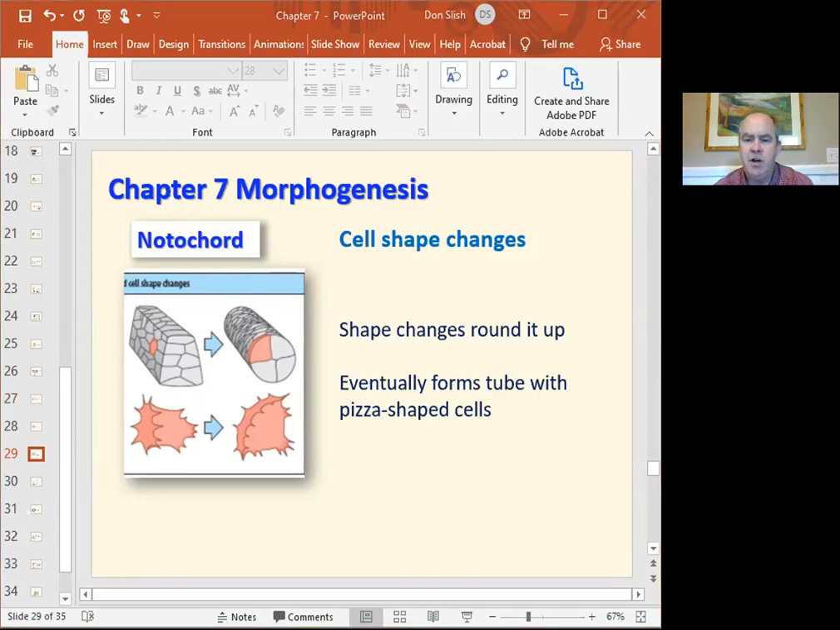And that's about it. So notochord starts out, and then it intercalates, converges, and extends, and then it rounds up by cell change to make that tubular notochord.